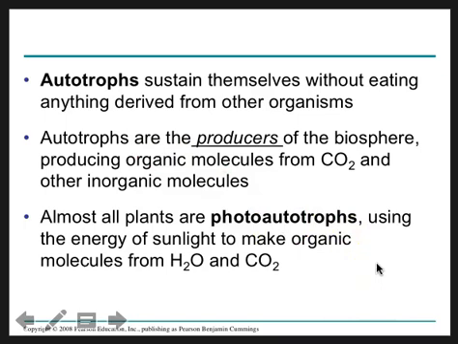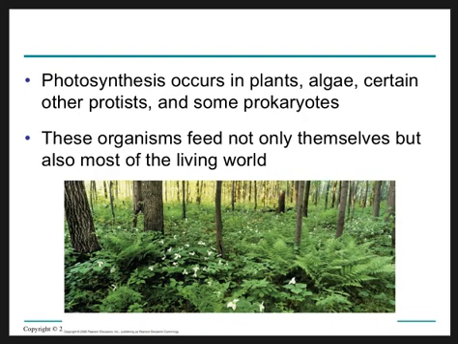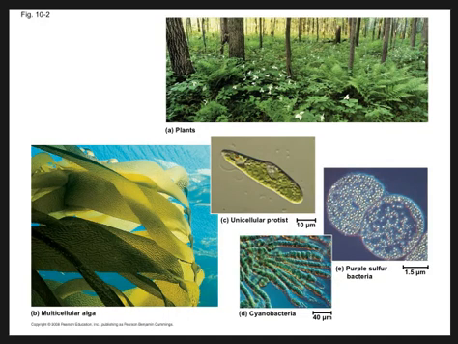Autotrophs sustain themselves without eating anything that they derive from any other organism. These guys are going to take in organic and inorganic molecules, things like water and carbon dioxide, and they're going to produce their own food. They're going to produce their own sugar. Photoautotrophs use sunlight to do that. They use the energy from the sunlight to make their organic molecule, and their byproducts are water and carbon dioxide. So again, we're talking about the plants, the algae, some of the protists, some of the prokaryotes, and they feed not only themselves, but pretty much the rest of the planet.